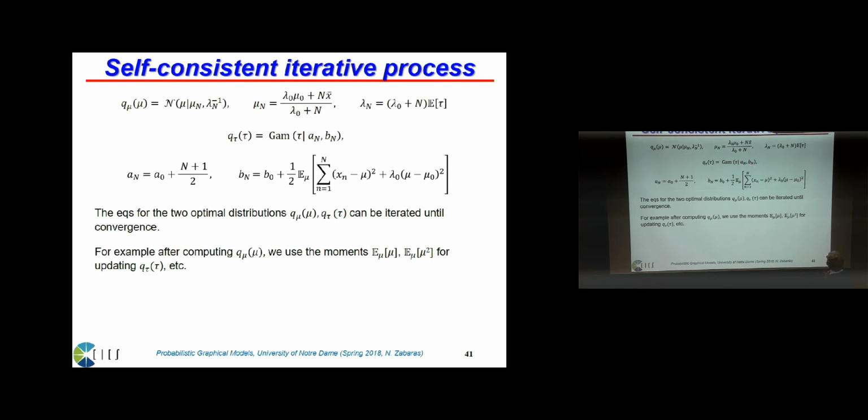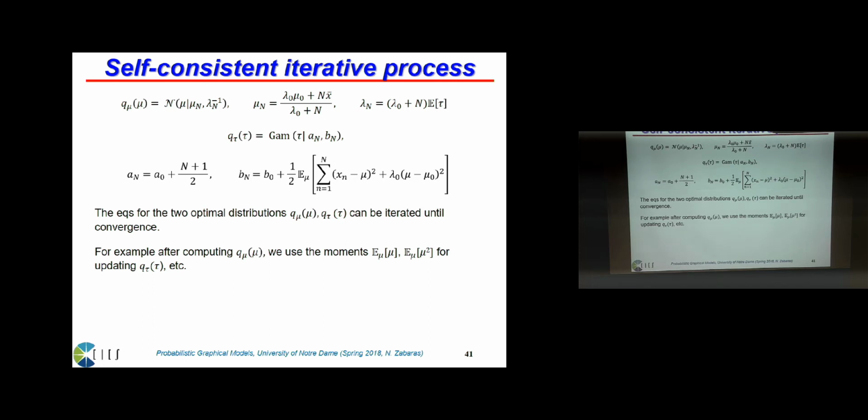The parameters are defined the way you see them here. You can see that to define the mean and the variance of Q of mu, you need to know the mean of tau. For a gamma distribution with parameters alpha and beta, what's the mean? Anybody remember? Alpha divided by beta, all right? So you can see immediately that the mean of tau depends on alpha n and beta n, which again depend on moments of mu, so you need to know the distribution of mu.